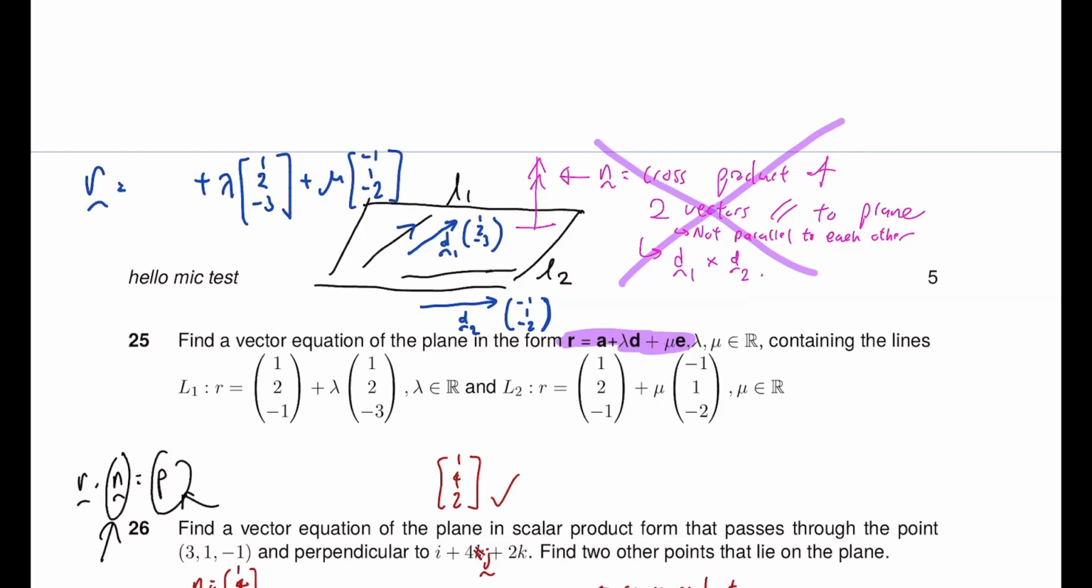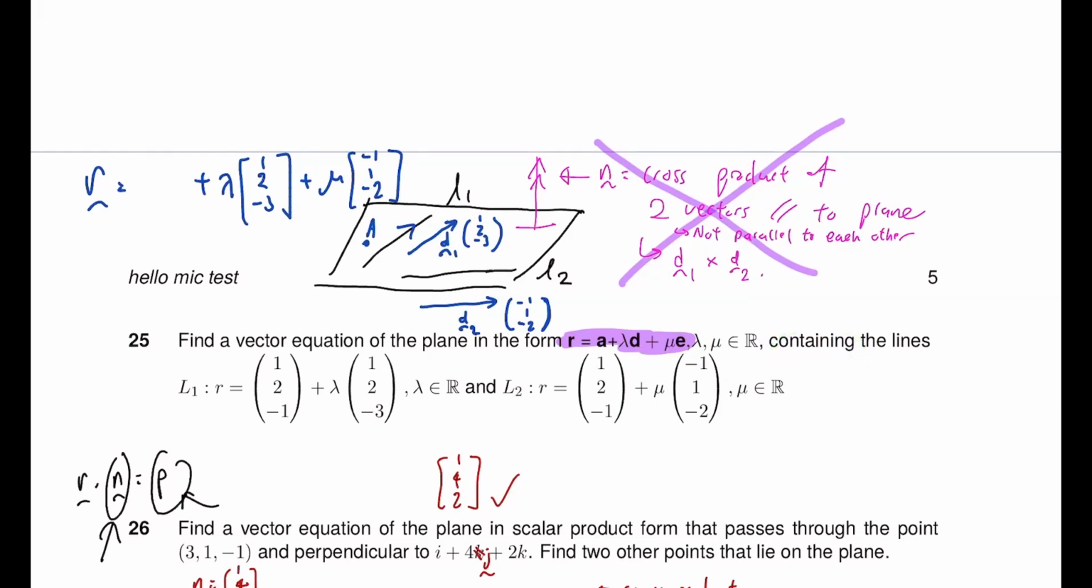This is testing you on the concept of how to construct the equation of a plane. It requires a point A that lies on the plane, and it requires two direction vectors. Both of them are parallel to the plane itself, but they themselves are not parallel to each other. Then what is a point on the plane? They got the same, the 1, 2, -1. Exactly, because they are containing the line.